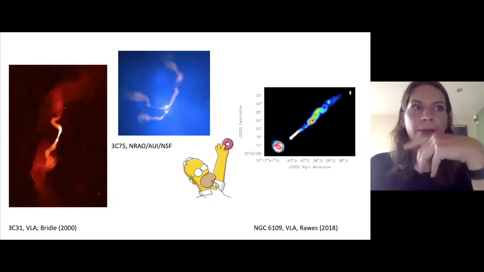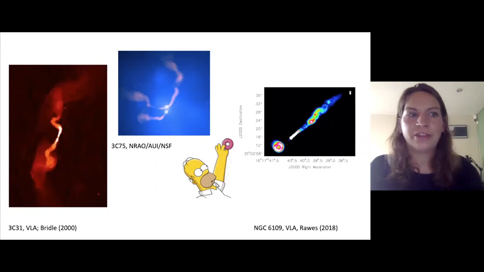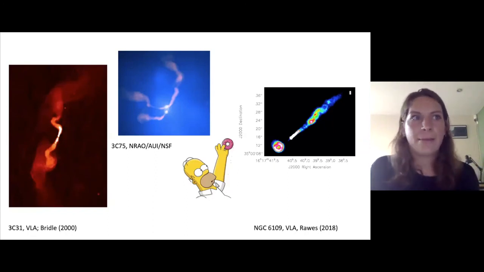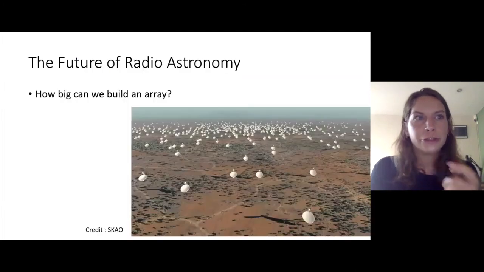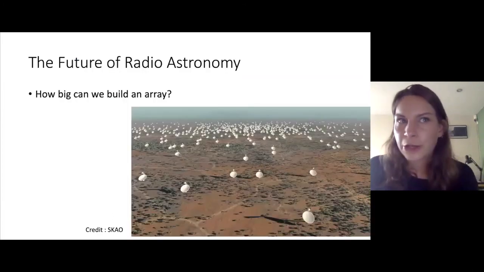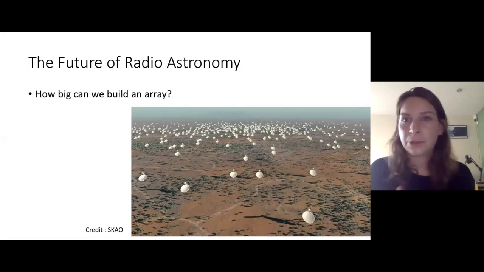In order to get a better idea of what's going on with these jets and how they're anchored to their black hole, we need to build bigger and better telescopes. Now, I showed you the VLA array, the 27 dishes linked together in the New Mexico desert, but we can go beyond this. We can link telescopes between different countries and even between different continents. If you linked it between lots of continents around the world, this would be equivalent to building a single dish with the diameter of the Earth.